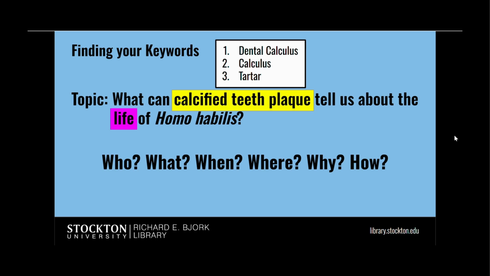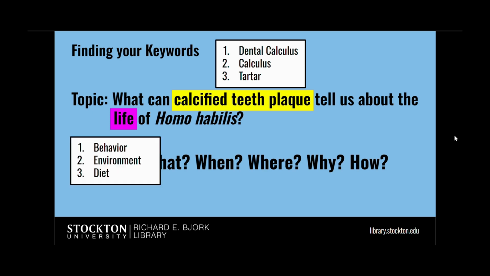I'm also talking about the life of Homo habilis, right? I'm trying to find out what is this Homo habilis's behavior, environment, diet. That's what I mean by life. I need to be more specific. And finally, I'm talking about Homo habilis, right? Well, Homo habilis goes by H. habilis as well. So all of these different terms, including the original highlighted terms, are different keywords I could use to search. Now that's great that I found my keywords, but now how do I actually search that?